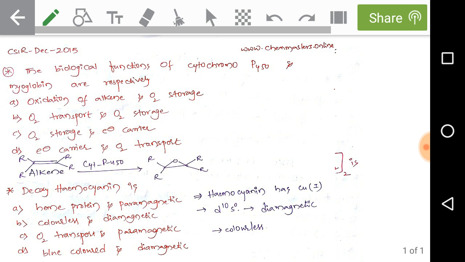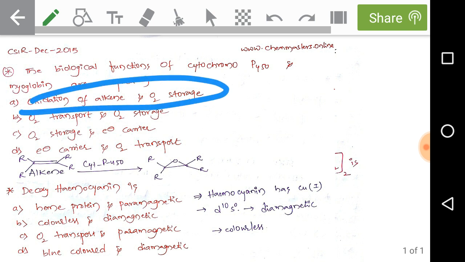Now we need to check for myoglobin. What is the function of myoglobin? Simply, it stores molecular oxygen in our muscles. So that's why the correct statement for the given problem is A, oxidation of alkene with respect to cytochrome P450 and oxygen storage for myoglobin.